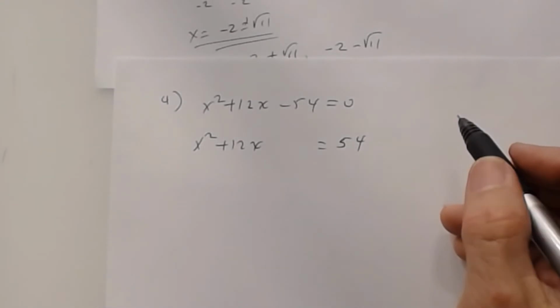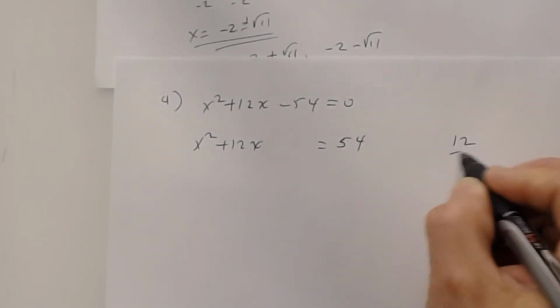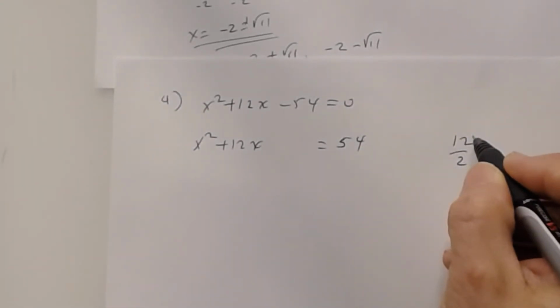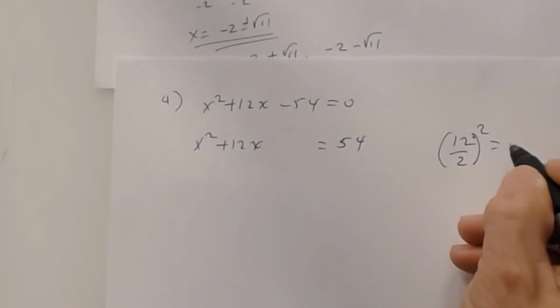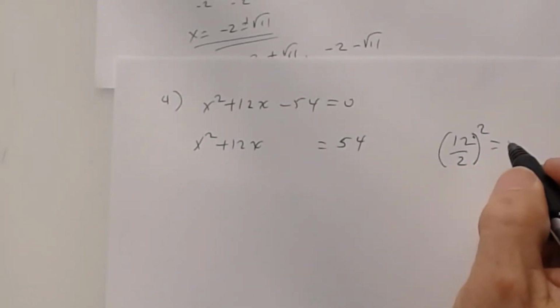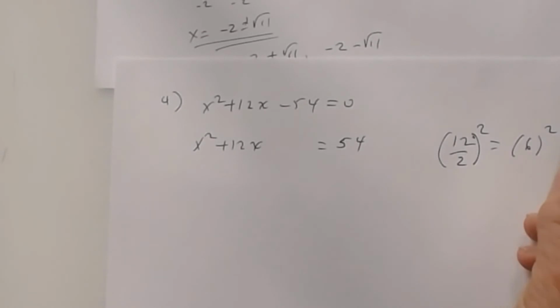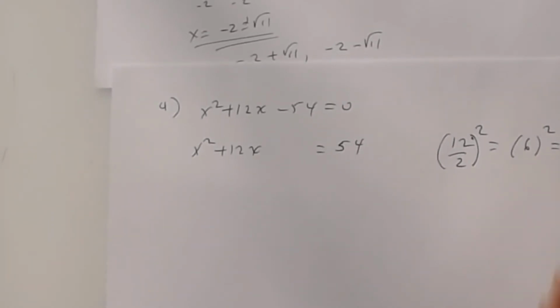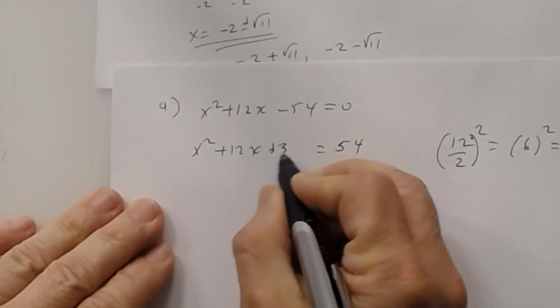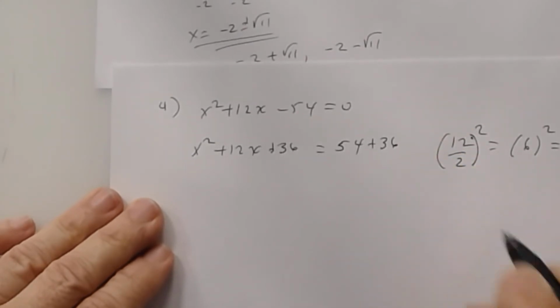Divide 12 by 2. So 12 divided by 2. Once I do that, what do I do to that number? Square it. Now let's simplify 12 halves. That's just 6. And what's 6 squared? 36. So what do I need to do to that 36? Add to both sides. So plus 36, plus 36.